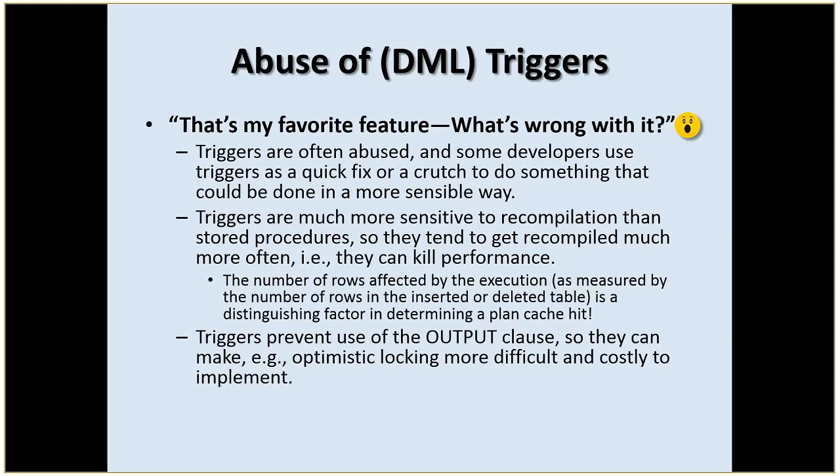Triggers also prevent the use of the output clause, so they can make optimistic locking more difficult and costly to implement. What do I mean by that? If you do an update on a table and you want to pull back the row version because you're doing optimistic locking, we talked about that before. You want to say, okay, I updated this record with this row version, and now I want to pull back the latest row version at the same time using the output clause and give it back to the client so that if they want to do subsequent updates, they can. Well, triggers are going to prevent you from doing that because they just do not work at all with the output clause. It makes it basically impossible to use, and SQL Server will give you an error message if you try.